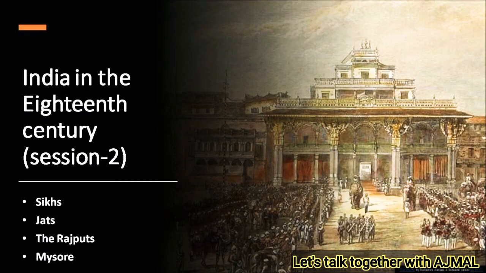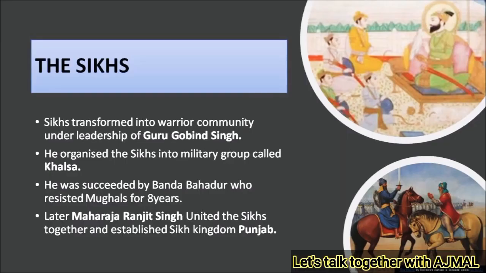In the last session, we started the fourth chapter of history, that is India in the 18th century, in which we learnt about the decline of the Mughal Empire and the rise of independent states. Today, we are going to study how the regional states became independent. So today we are going to study the Sikhs, the Jats, the Rajputs and Mysore, and how these people declared their independence.